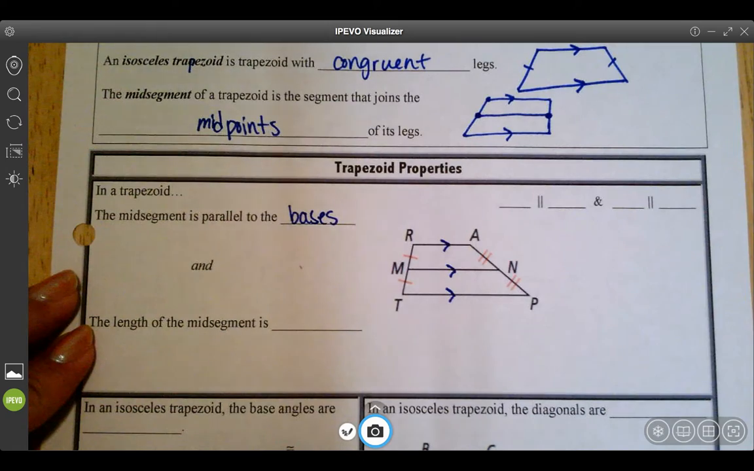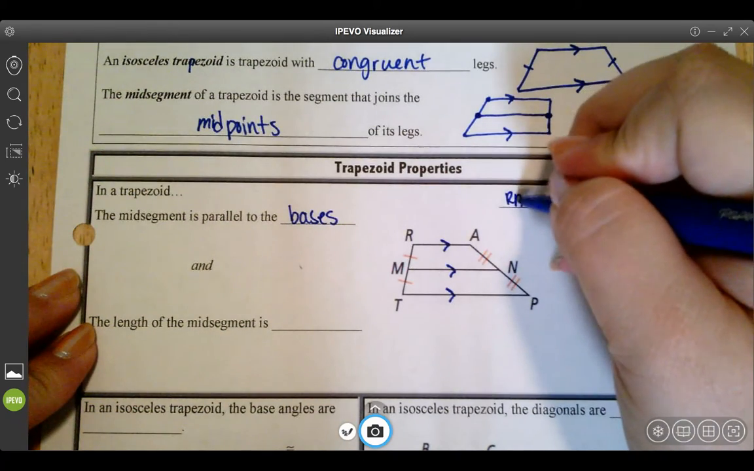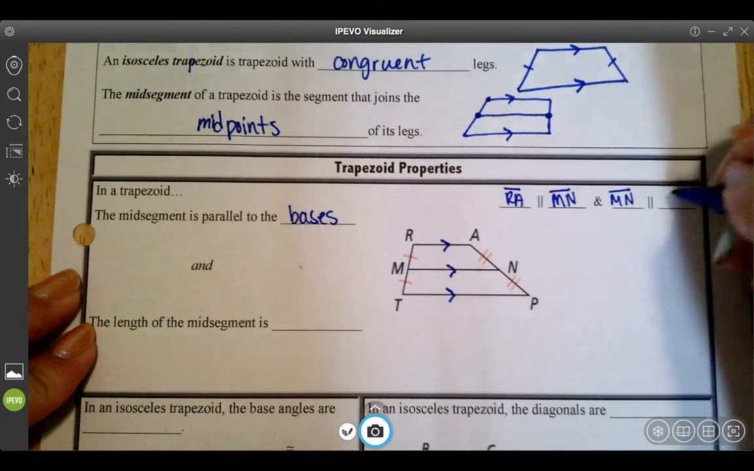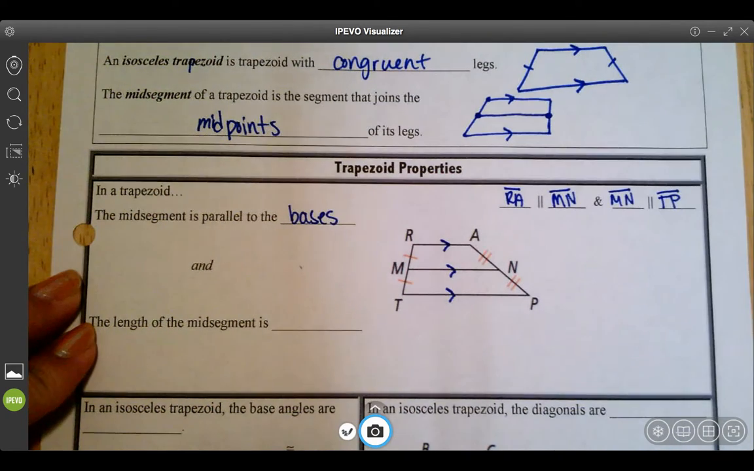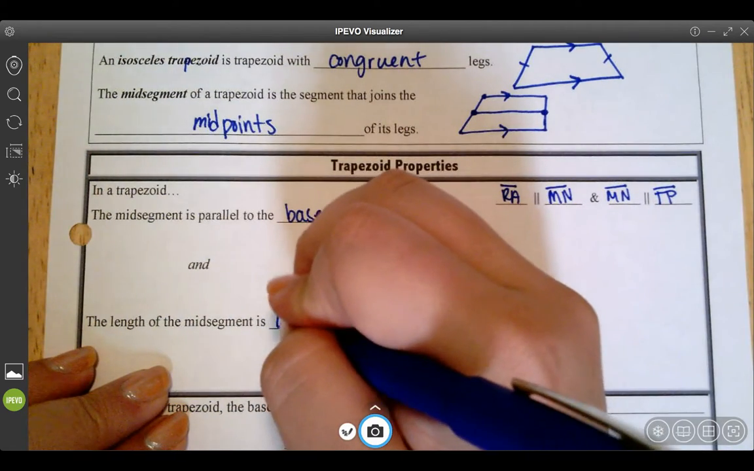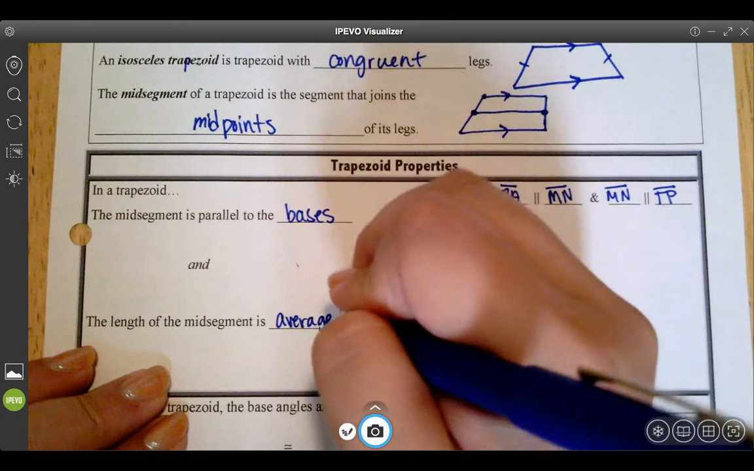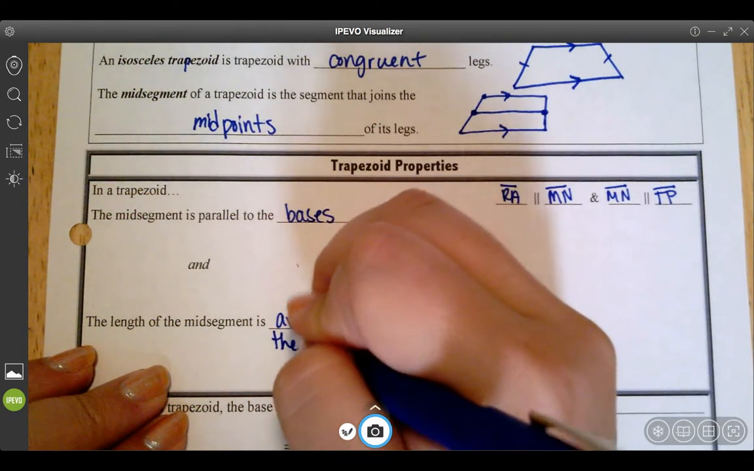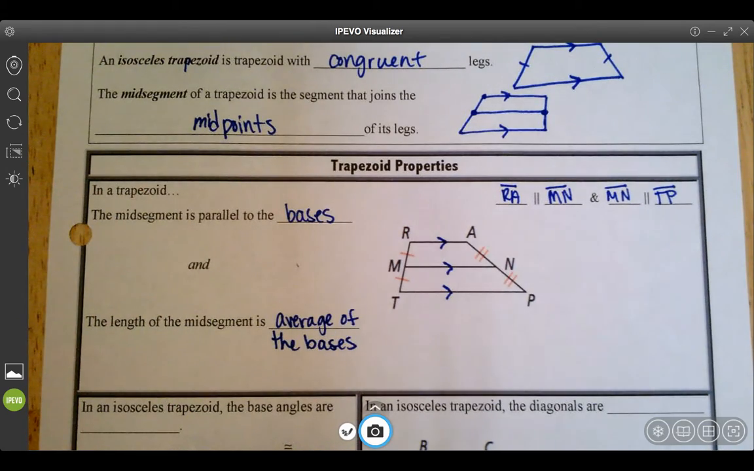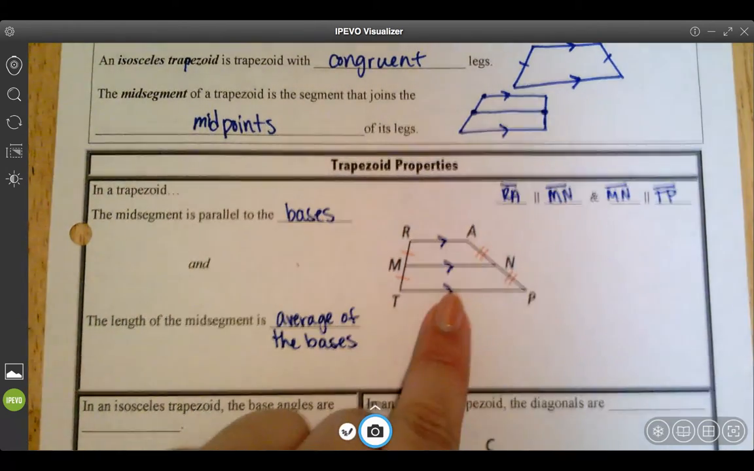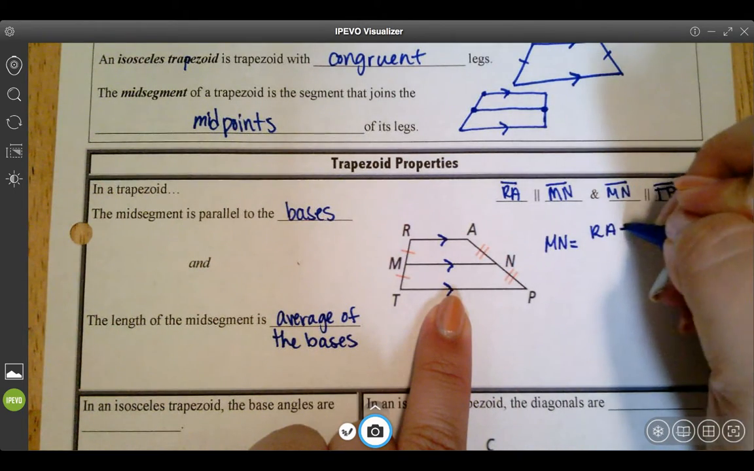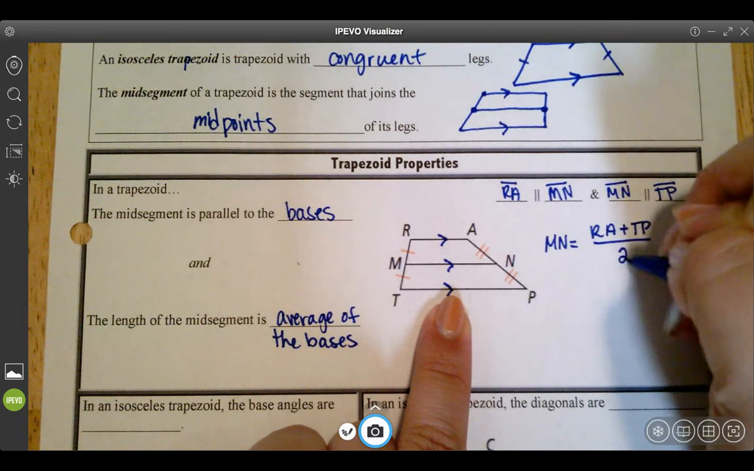One of the main properties is that when we draw in the midsegment, it will always be parallel to the bases for a trapezoid, which means here we can say that RA is parallel to MN, and MN is also parallel to TP. The length of the midsegment is the average of the bases. And remember, to find an average, we add them together and divide by how many there are. So in this case, MN is equal to RA plus TP divided by 2.